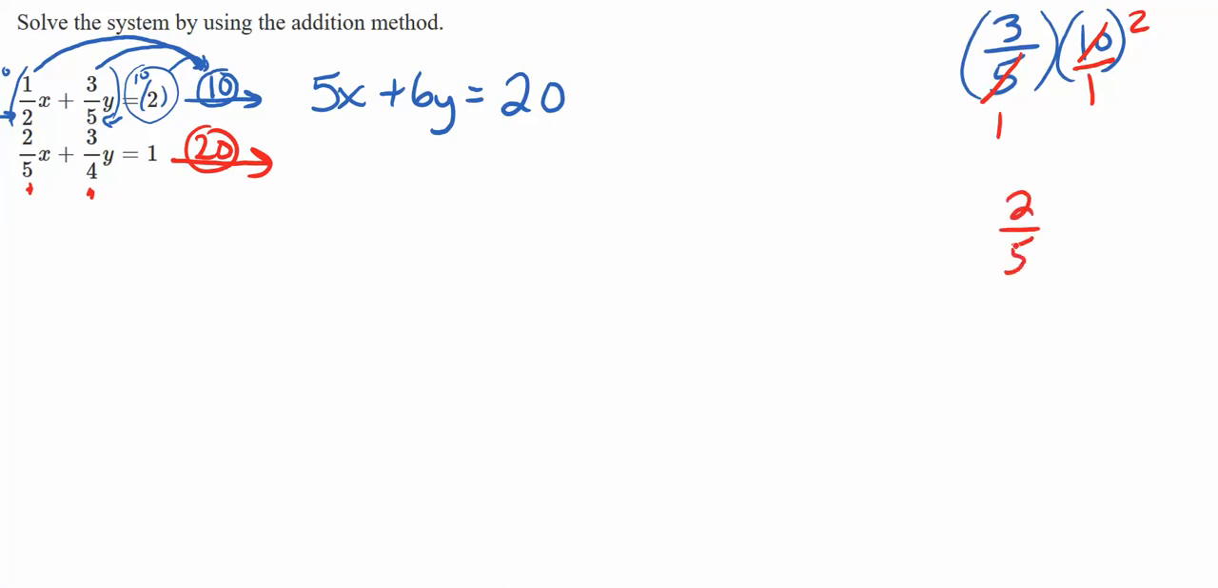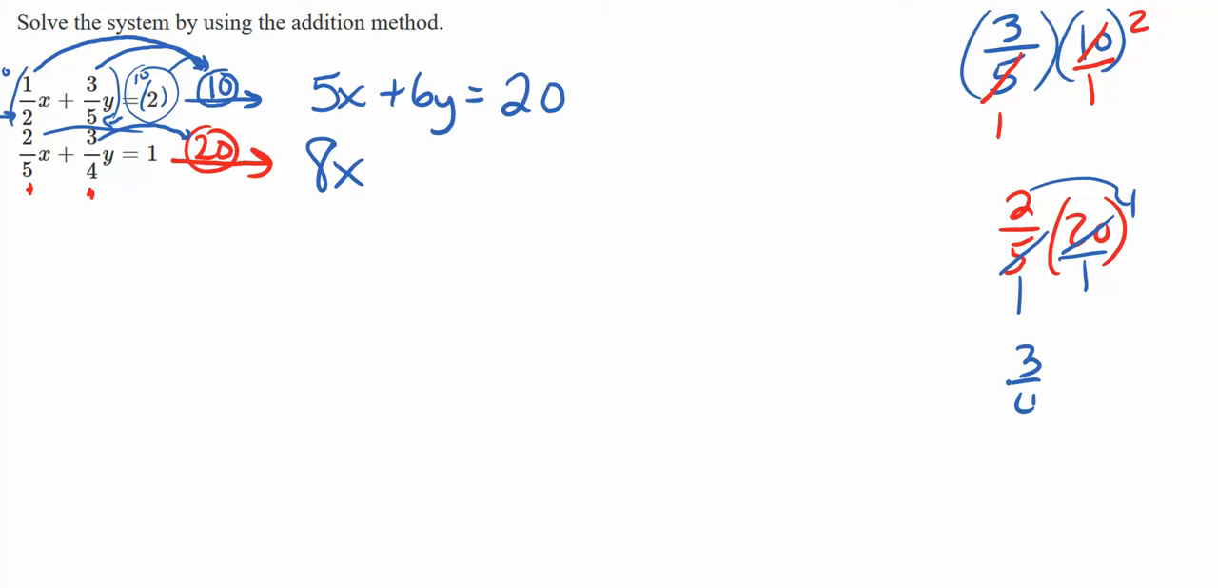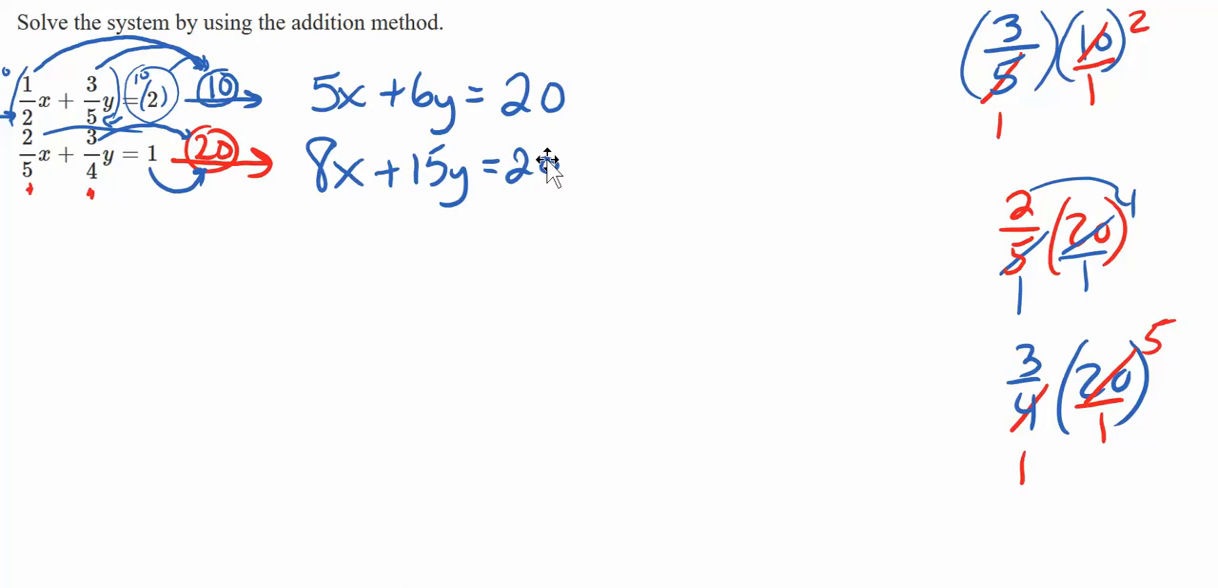Off to the side, 2/5 times 20. Again, if you can do that in your head, that's awesome. So that makes a 1, that makes a 4. 2 times 4 is 8, so 8x. Then 3/4 times 20, put a 1 underneath there. The 4 goes 1 time, that becomes 5, and 3 times 5 is 15. And on this one, 1 times 20 is also 20. Okay, now we got rid of the fractions, and now we can finally go on with the rest of the work.